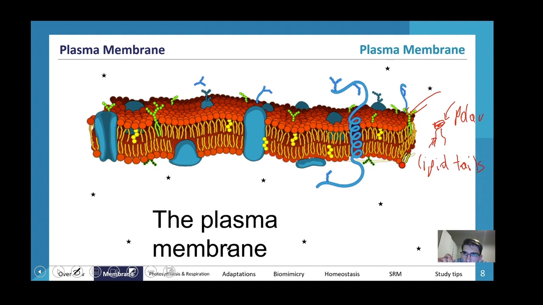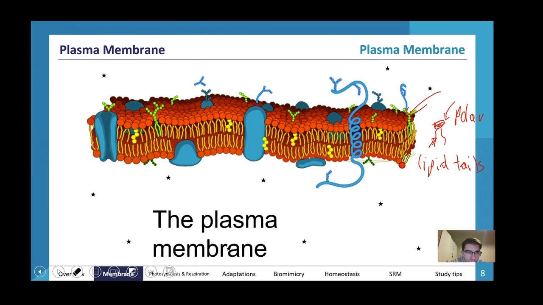Now, the lipid tails are essentially a hydrocarbon chain. A hydrocarbon chain is non-polar, but the phosphate head is polar. Now, why am I mentioning non-polar and polar so often?